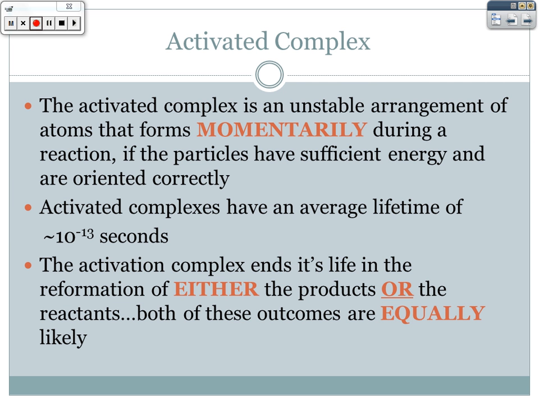So the activated complex ends its lifetime in the reformation of either the products or the reactants. Both of these outcomes are equally likely. So it's important to know that that activated complex, when it dies, if you will, is either going to go back to being a reactant or go back to being a product. And so either one of those options is equally likely. So we then in chemistry start using stuff called equilibrium, and this is kind of what we're going to be looking at: figuring out, okay, if they're both equally likely, is there a way to figure out which way it's going to go?